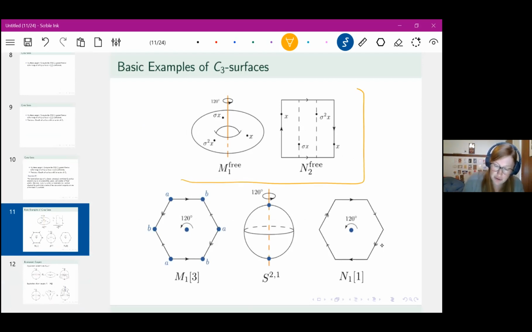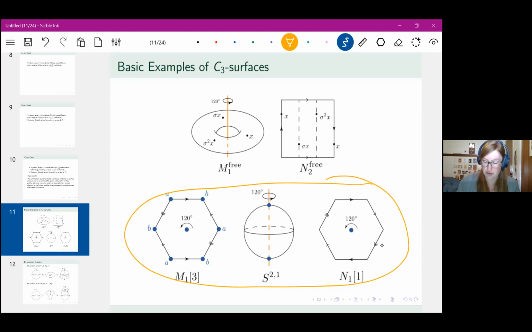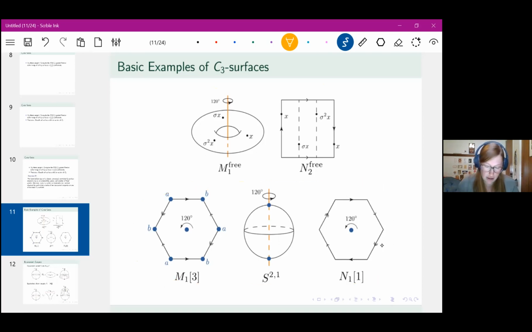So these 5 examples here are shown on this slide. So there are 2 free surfaces, one orientable and one non-orientable. So I have a free action on the torus and a free action on the Klein bottle. And then the other 3 surfaces here are non-free. So these fixed points are shown in blue in these pictures. So I have an action on the torus with 3 fixed points, an action on RP2 with 1 fixed point.